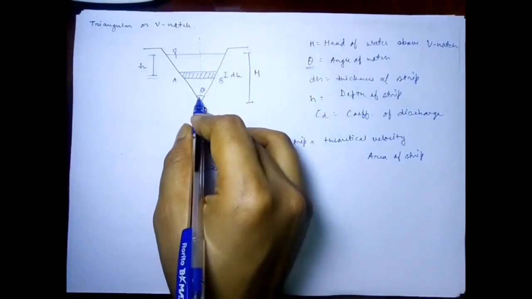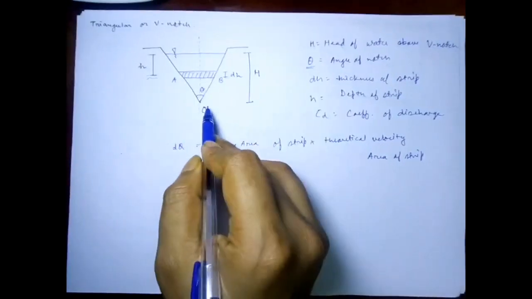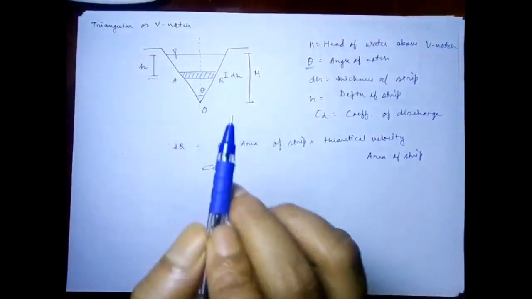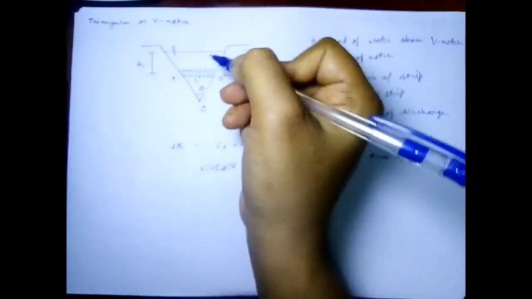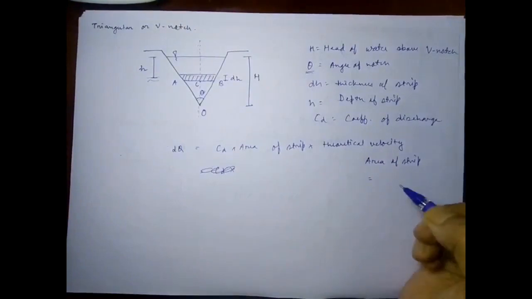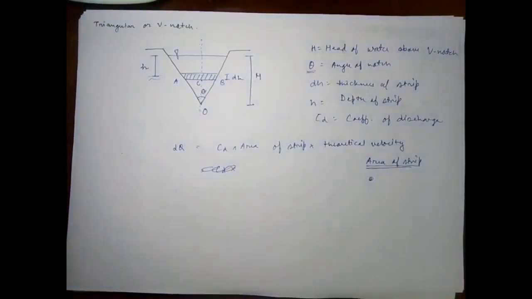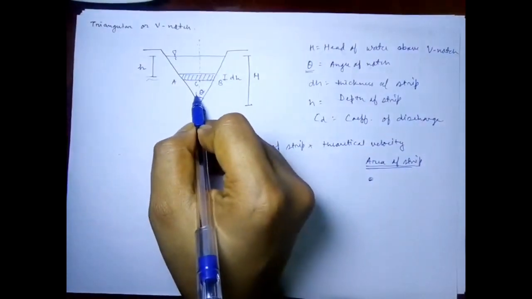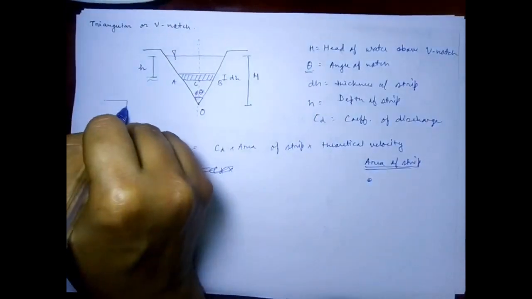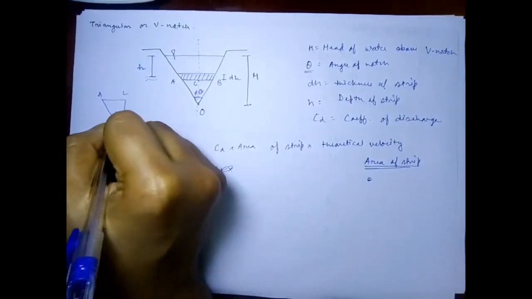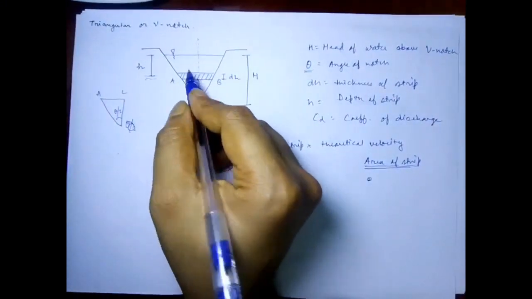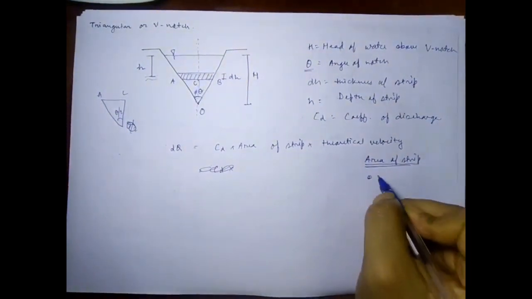Suppose I have theta, and I have also demarcated A, B and O, and this part is the center, C. Now how to get the area of the strip? To get the area of the strip, I'll consider this theta by 2 over here, AC, and this is a right angle triangle, so I'll apply the laws of trigonometry.